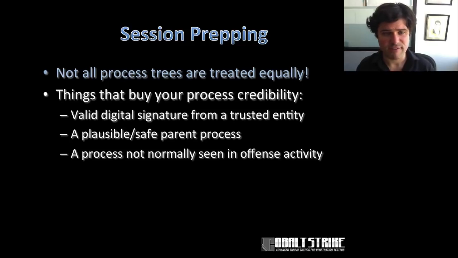So what are some things that can buy your process credibility? Well, if you're dropping your own artifact to disk, certainly a valid digital signature from a trusted entity will help. Cobalt Strike 3.7 introduced the ability to sign your executables and DLLs if you have a code signing cert. Like that's built into the tool set. Another thing is focusing on having a plausible and safe parent-child process relationship. What do I mean by that? Well, if Microsoft Word spawns Rundll32, that's pretty weird. I mean, that looks like an attack. And there are certainly a lot of solutions that look for and target things like that.